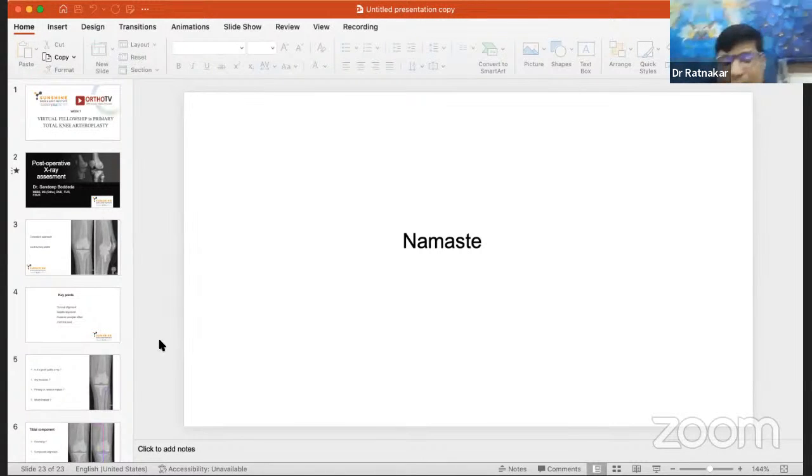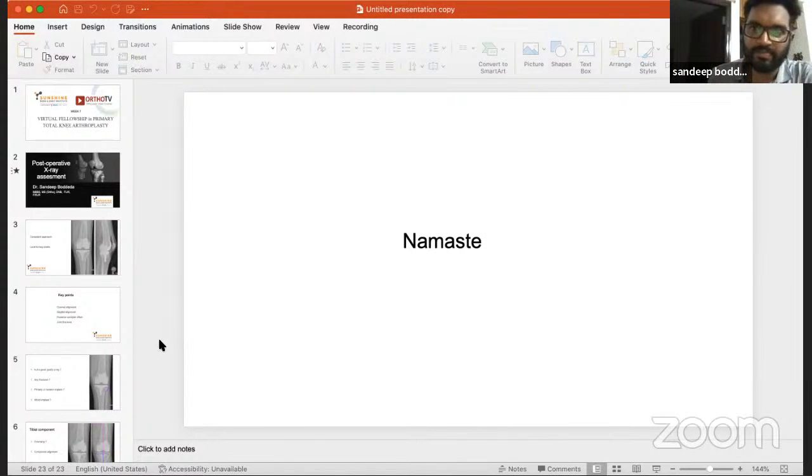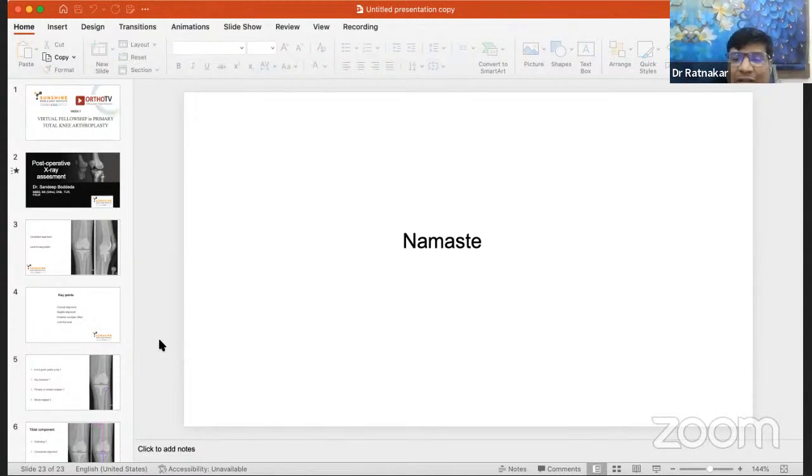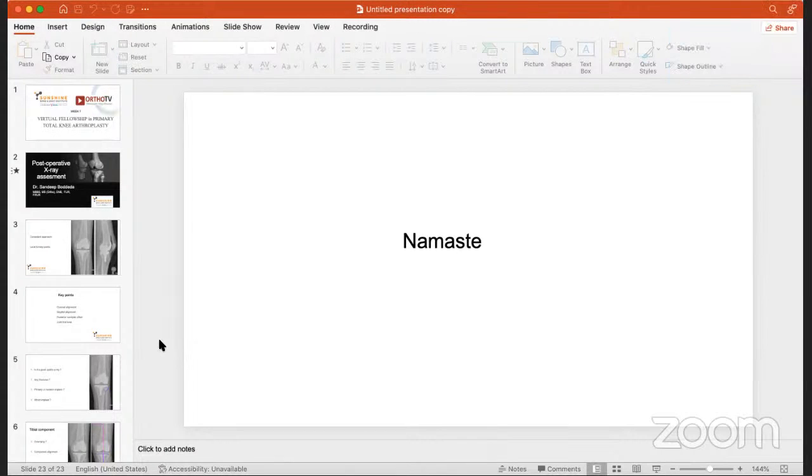In extension, lateral laxity of 2 mm is acceptable. In flexion, lateral laxity of 4 mm is acceptable. And most important, all these things are for the people who do functional alignment, not for mechanical alignment.